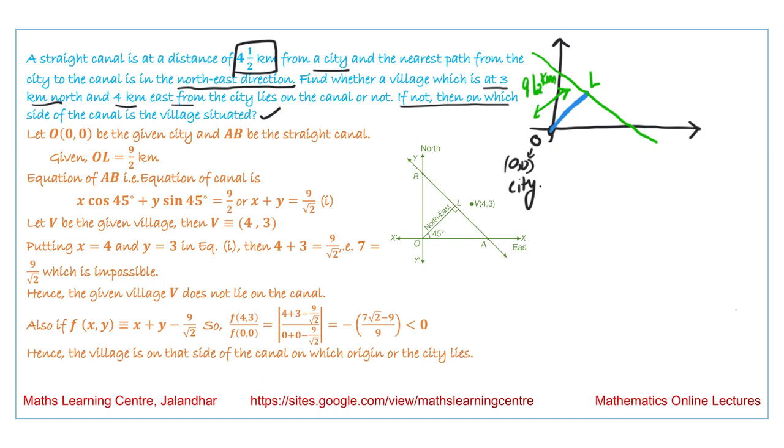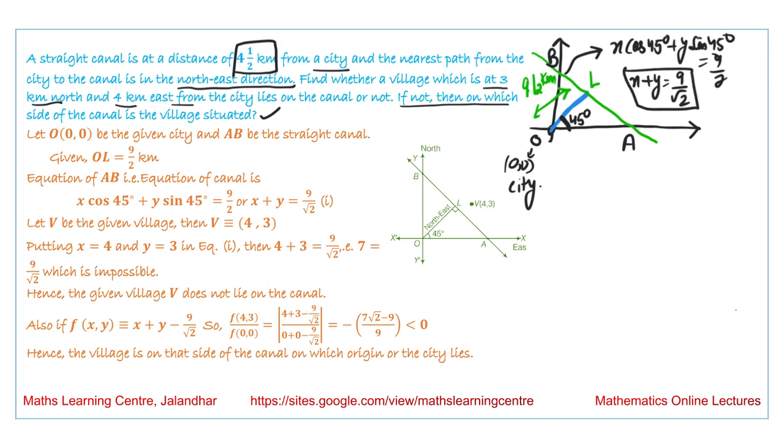Now for the equation of this canal, this angle is 45 degrees. So the equation of this line, this is the line AB, will be x cos 45 degrees plus y sin 45 degrees equal to 9 by 2. We are using the normal form over here. So the equation we get is x plus y equals 9 by root 2. This is the equation of this line AB.